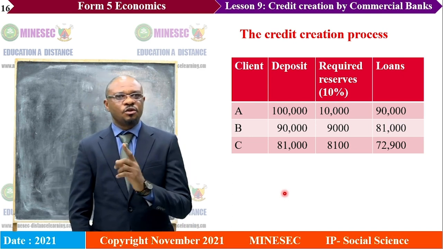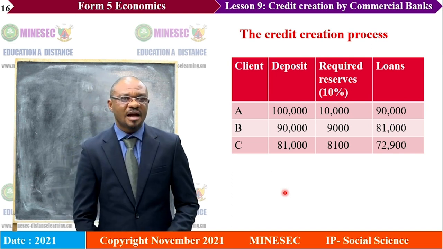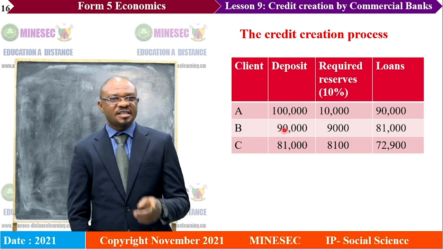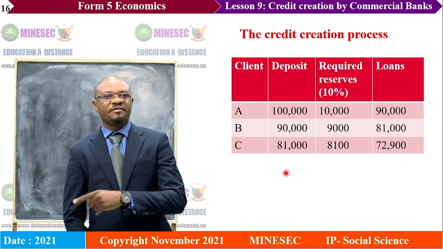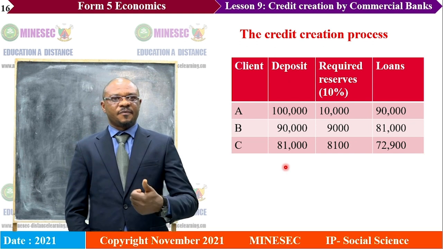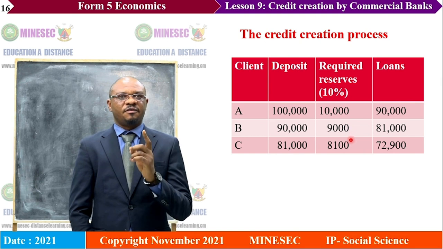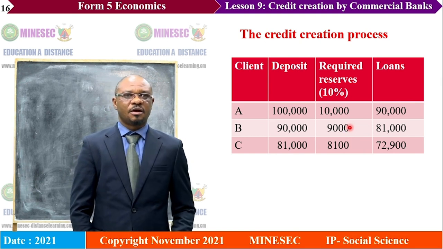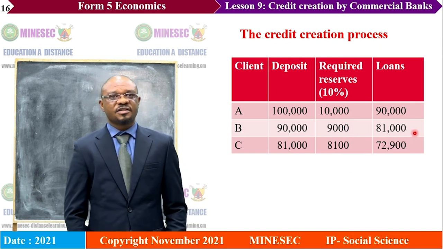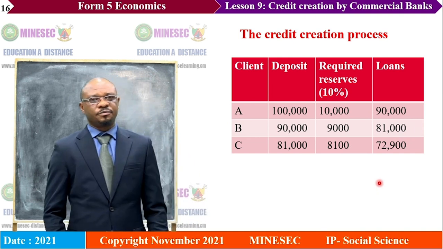When this 90,000 francs loan that is granted is eventually spent, it will find its way back into the bank as a new deposit. So we see customer B deposits the 90,000 francs that was given as a loan and eventually spent. And then, since the bank must retain 10% of that deposit, it means that you will have a required reserve of 9,000 francs. And of the 90,000 francs, 81,000 francs will remain as excess reserve. And we assume that the bank gives out all the 81,000 francs as a loan.